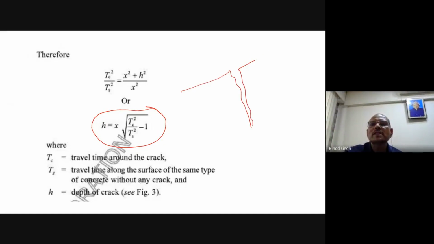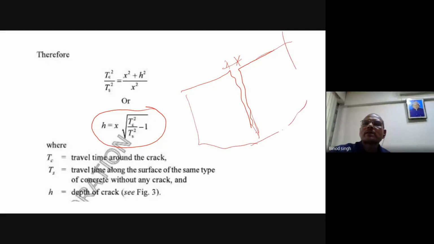Suppose you want to measure the surface width of the crack, you can use a traveling microscope and measure the crack width. But for depth, there was no provision for measuring it. So indirectly you can measure the depth with the help of the ultrasonic pulse velocity. This is a very important thing that has been included in the code.